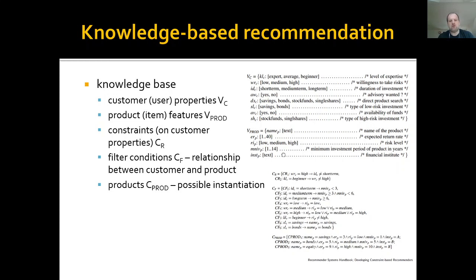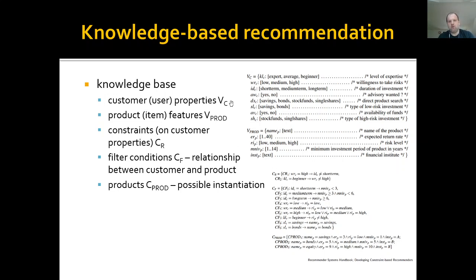There are more constraints on the products or on the filter conditions between the products and the users. For example, if the user wants to invest in the short term, then the product property should be less than 3 years. If it's medium, it should be between 3 and 6 years, and in the long term more than 6 years. Again, when the user is a beginner, then the product cannot be of type high risk, and so on. So these are other constraints.